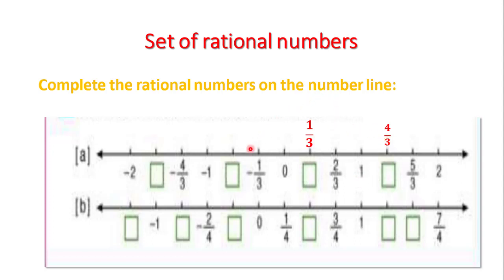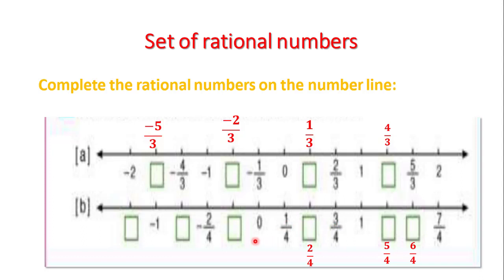To the negative side, we have negative 2 over 3. Here negative 4 over 3, so then we have negative 5 over 3. The next one, here we have 1 over 4, 2 over 4, 3 over 4, and so on. So the first one here is 2 over 4, 3 over 4, 1 is 4 over 4, so then we have 5 over 4 and 6 over 4. You can simplify.